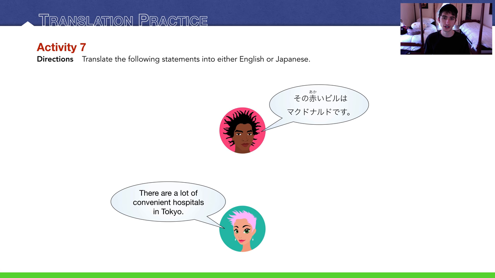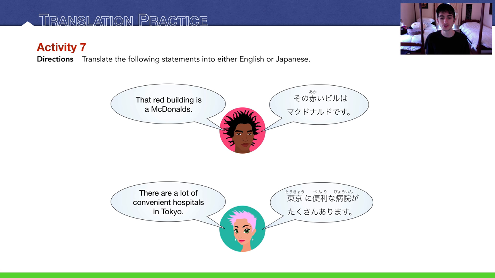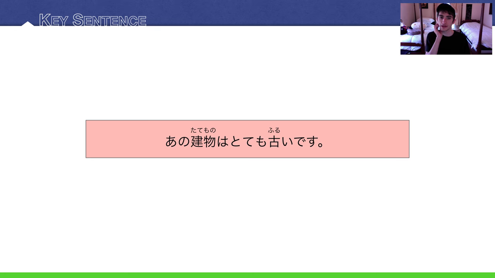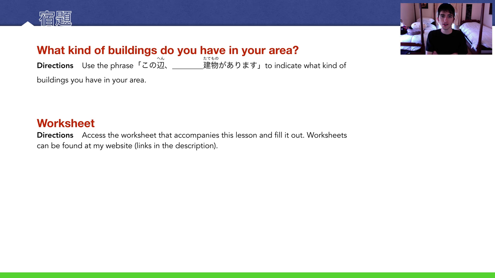その赤いビルは、マクドナルドです。That red building is a McDonald's. Okay. Which makes sense for McDonald's, I think. The bottom lady says, there are a lot of convenient hospitals in Tokyo. Which would be, in Japanese, 東京に便利な病院がたくさんあります。Okay. And we're back to our key sentence. あの建物はとっても古いです。That building over there is really old. とても古いです。And our homework. What kind of buildings do you have in your area? I want to know. Use this phrase, この辺。Adjective, 建物があります。Okay, there are these kinds of buildings in my area.